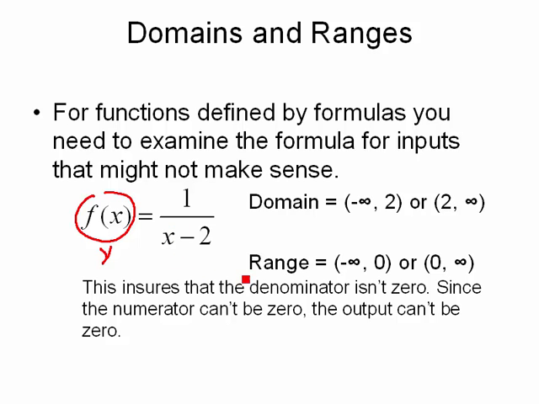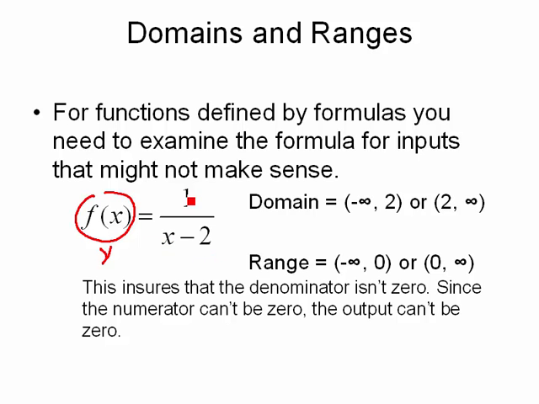Now the range is a little bit different. Now the range is what comes out of the function. If I think about this, fractions, well, I can get positive or negative numbers out of that by making sure one of the pieces of the fraction is either positive or negative.